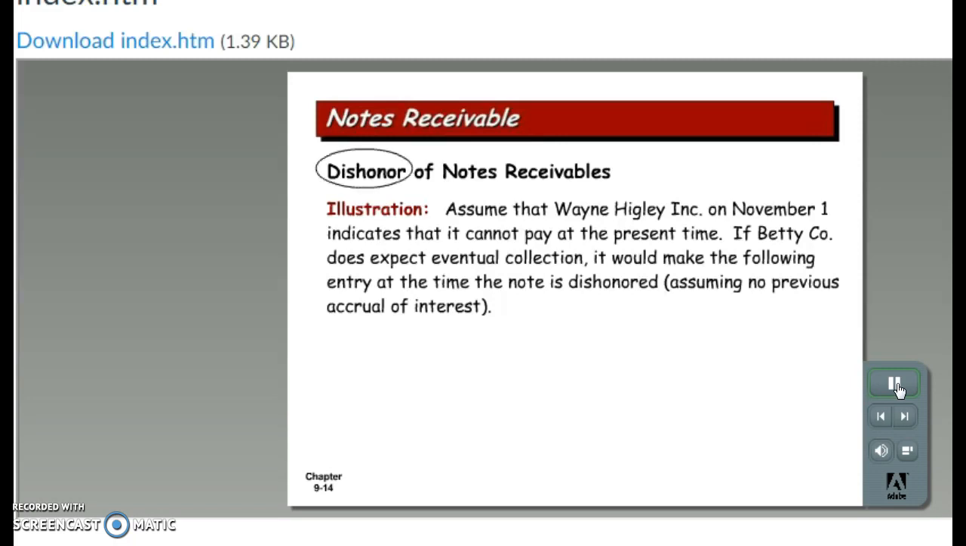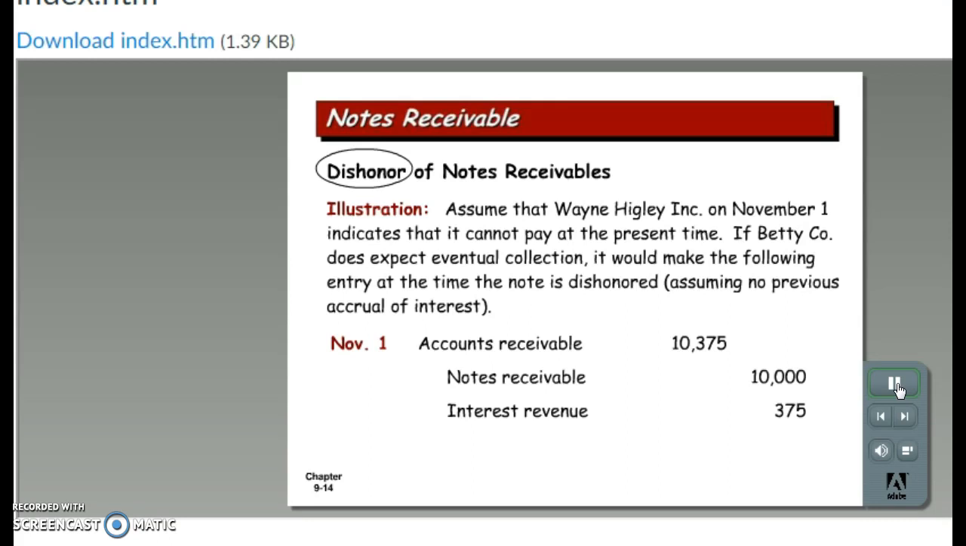The dishonor of notes receivable occurs when the maturity date is reached and payment is not made. If collection of the note is expected to happen in the future, the journal entry on the maturity date is recorded as an increase or debit to accounts receivable for the maturity amount, or $10,375. Because the company does expect eventual collection, it is necessary to reflect the receivable. There is no longer the note receivable, so it is reduced or credited for the face value. The interest receivable is recorded as a credit.